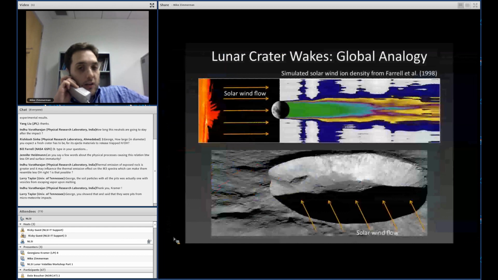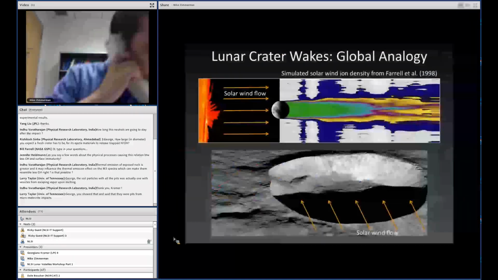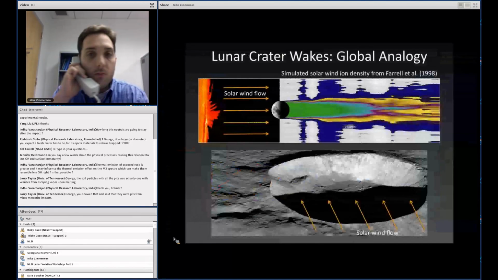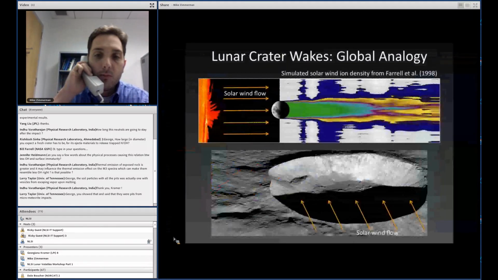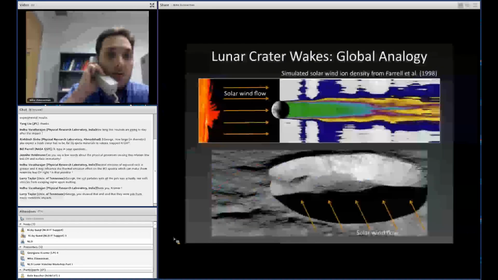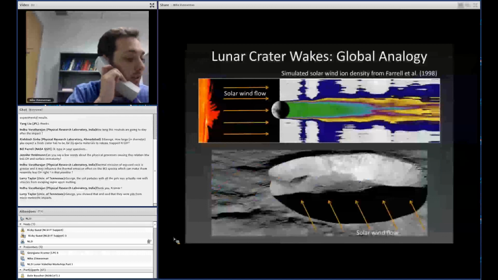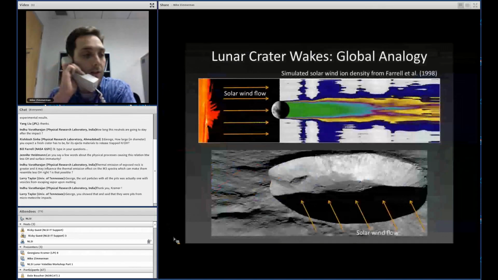To start understanding this, we can look at the global situation on the moon, where we have solar wind flowing out from the sun. It hits the moon and creates a wake that extends many lunar radii downstream. So this is a plasma wake on a global scale. We think the same sort of thing happens right at the poles in lunar craters, and this affects the way that protons flow into these craters, and we can simulate this. We've done a lot of this work over the last couple of years.